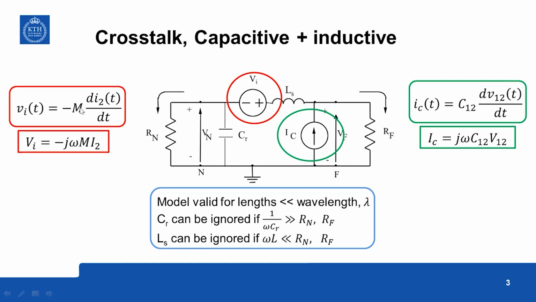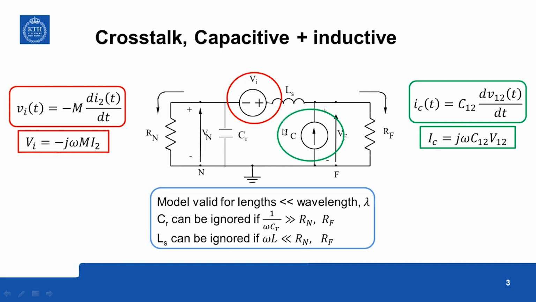The source Vi is given by the mutual inductance between the source circuit and the victim circuit, M di2 by dt, where this current I2 is in the source circuit, not the current in this circuit but in the source circuit. So this source is independent of the circuit parameters over here. This is in frequency domain, minus j omega M I2.